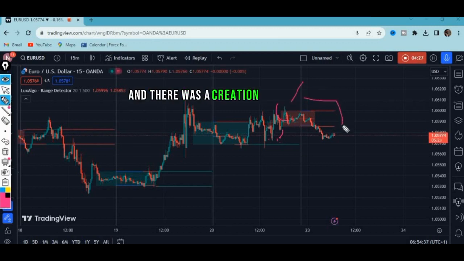Then there was a creation of another consolidation over here, and this is the level I now want to talk about. This is whereby we had our previous resistance or a high over here, and it extended. Here again, you've got your resistance level, and this is your support level as well. So what are you supposed to know? Number one, for you to execute trades, what do you use to confirm trades? Number one, you can use breakout structure.